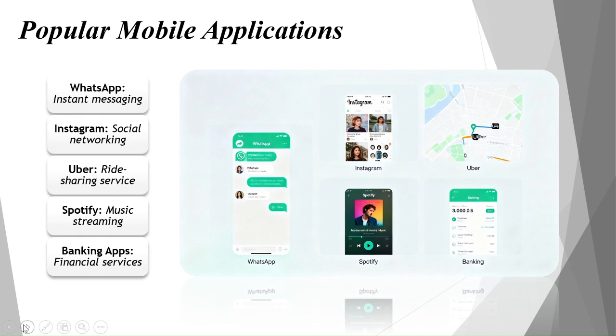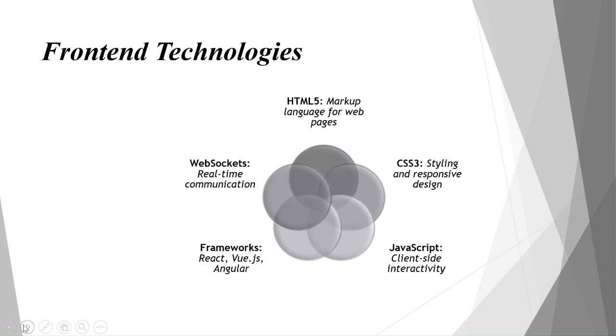Next, let's talk about front end technologies, which are used for the design part of a website or application that the user actually sees and interacts with. Here you can see HTML. HTML stands for Hypertext Markup Language. It creates the basic structure of a web page, like headings, paragraphs, buttons, images, forms, and layout. You can think of HTML as the skeleton of a website.